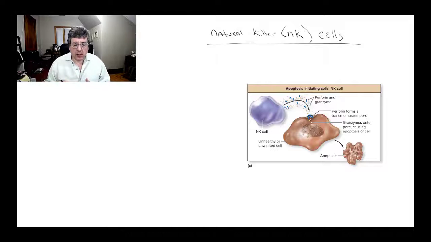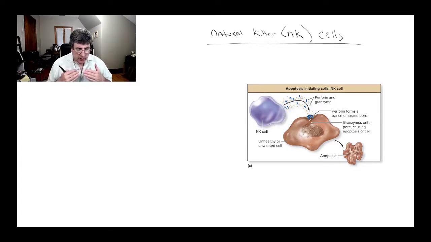Now let's take a look at another internal defense mechanism that is also non-specific. So again, this would be also your second line of defense. Your first line of defense would be your skin and mucous membranes. Your second line of defense is going to include a variety of things. We did phagocytosis. Now we're going to look at the natural killer cell.